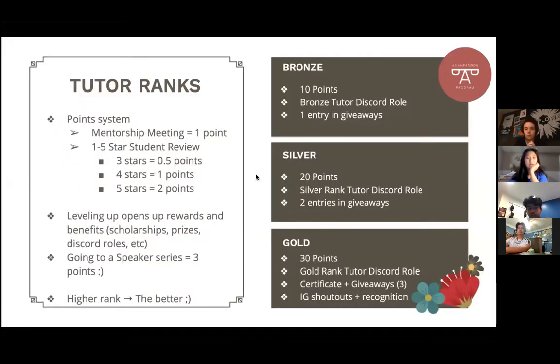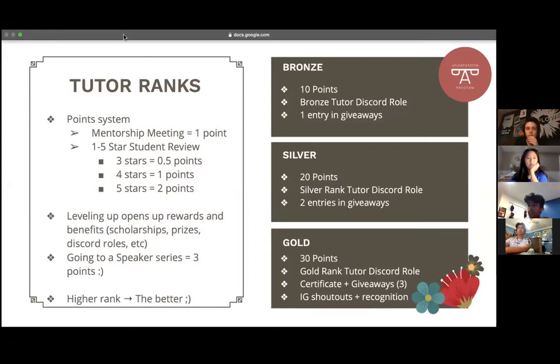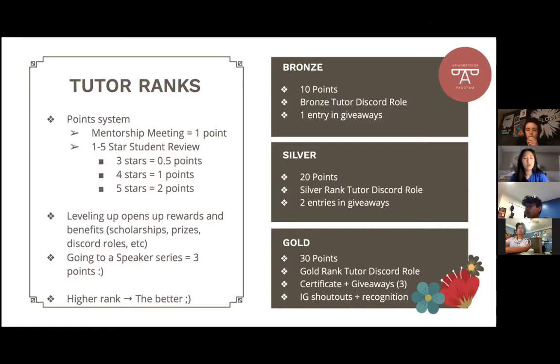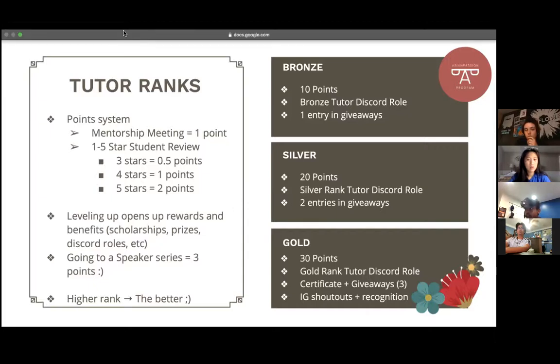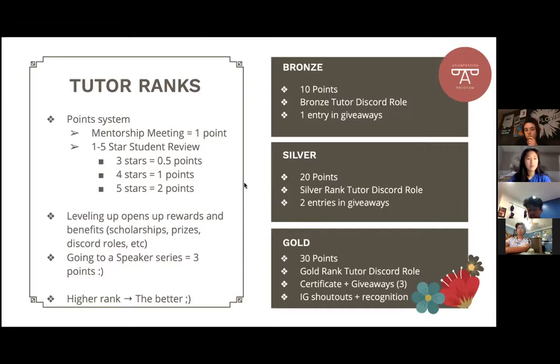Moving on, the tutor ranking system, an incentive for being an engaged tutor. By attending these meetings, of course, you gain points, and you also gain points based off of how your students rate you. By getting 10 points, you'll be ranked as a bronze tutor, and you have a Discord role for that and entry in giveaways. Silver rank is with 20 points, and you also get a Discord role and 2 entries in giveaways.